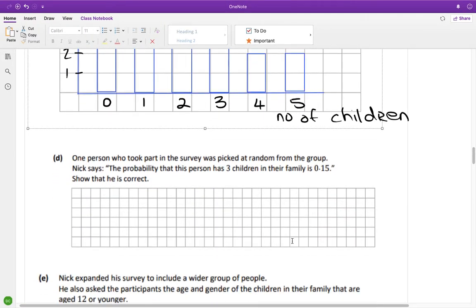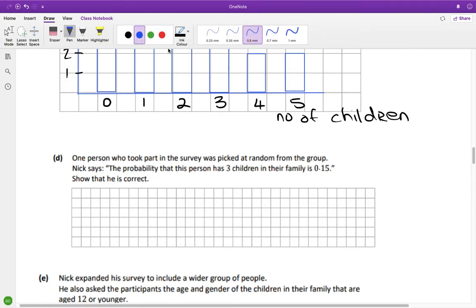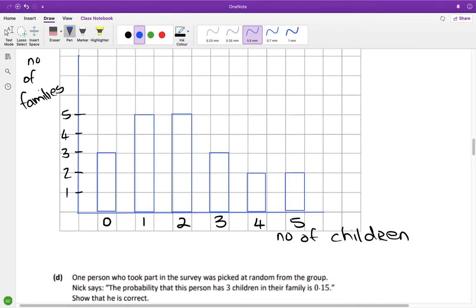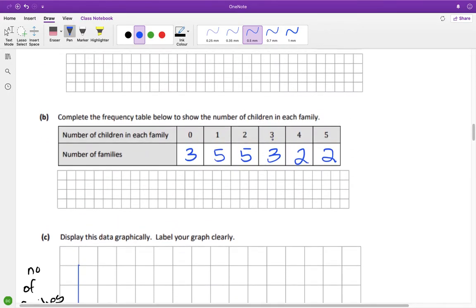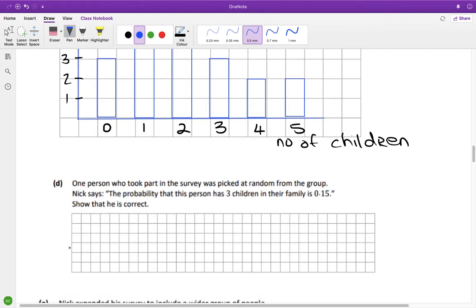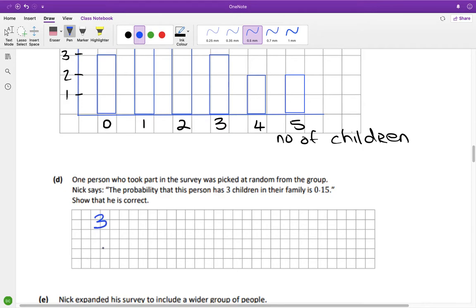Anyway, one person who took part in the survey was picked at random from the group. The probability that this person has 3 children in their family is 0.15. Show that this is correct. 3 children in the family, so there was 3. So that's 3 families had 3 children out of a total of 20 families asked. So if I do 3 over 20 in my calculator and press the SD button, I get 0.15.